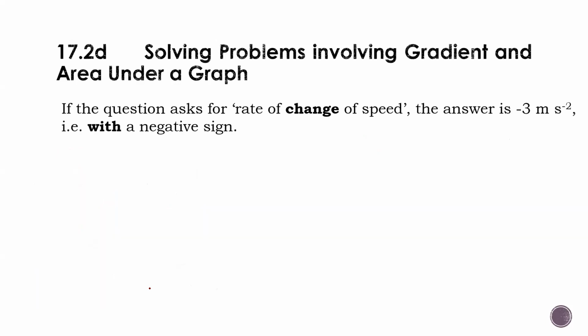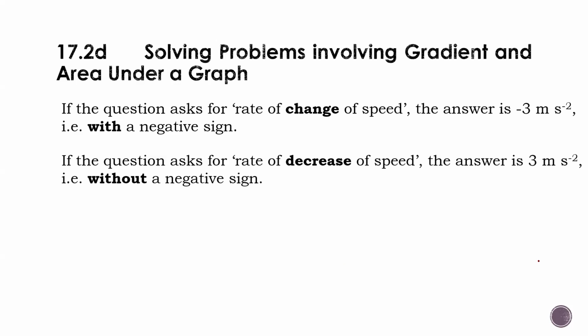Remember, if the question asks for rate of change of speed, the answer is negative 3. You need to put the negative sign because this is decelerating. But what if the question asks for the rate of decrease of speed? Then your answer should be 3 only, no negative sign.